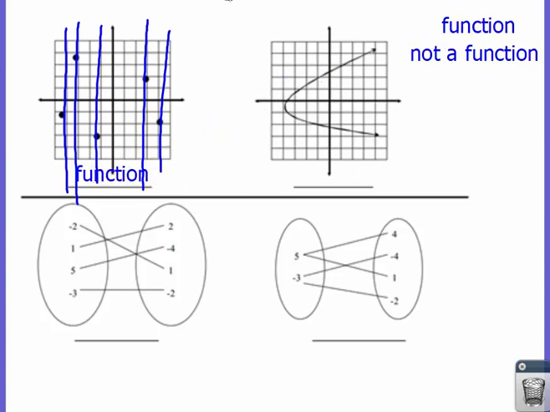Now on the next graph, if I were to draw a line right there, I'm going to hit 2 points on the graph. So this one is not a function.